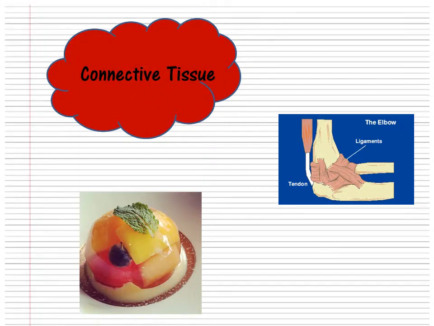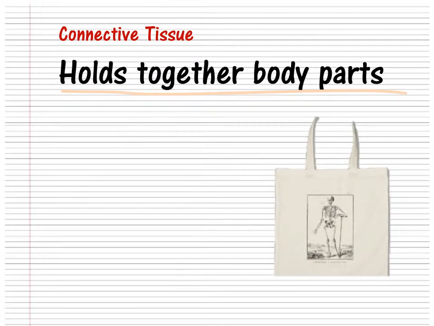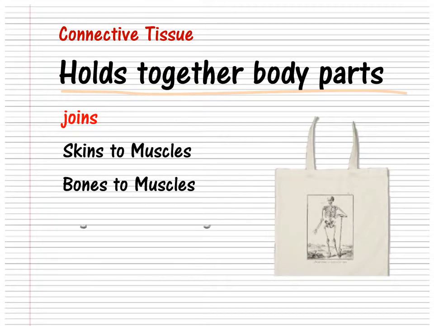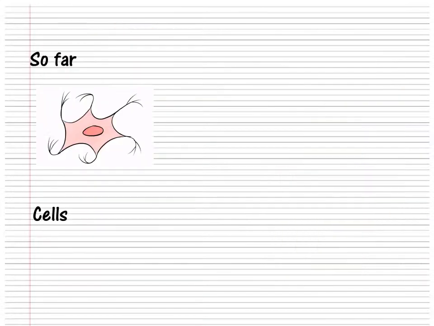The connective tissue helps connect. What is this well formed jelly doing here? We'll find out soon. So connective tissue holds together various body parts. It joins skin to the muscles, it joins bones to the muscles, it joins one organ to another organ, and so on. It helps keep everything together.